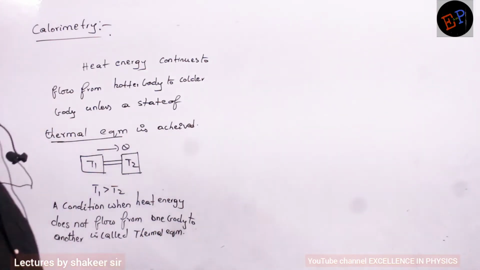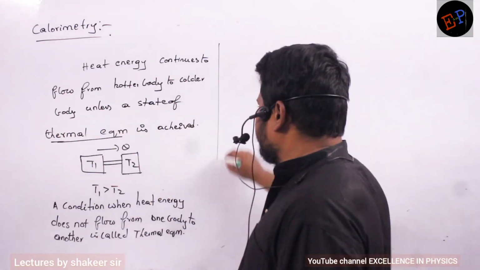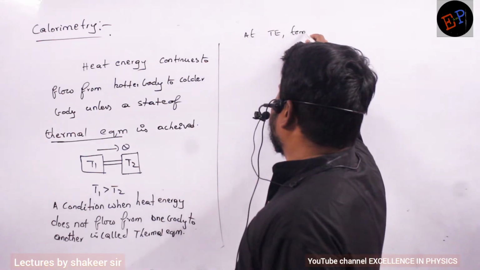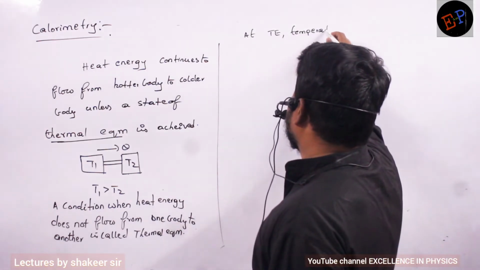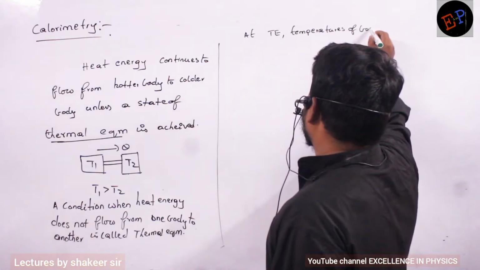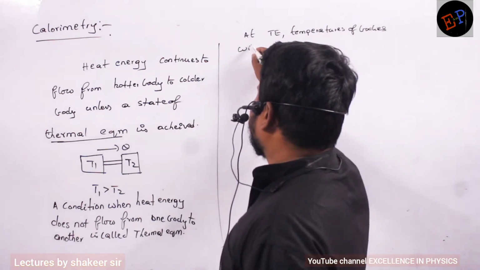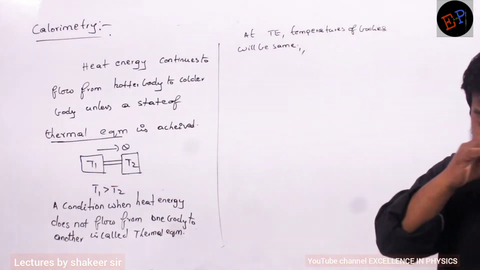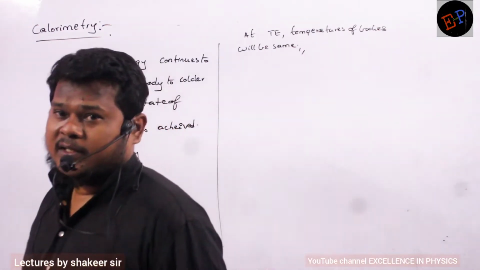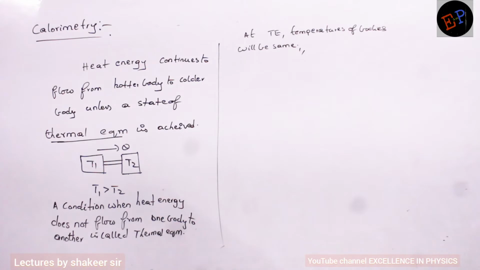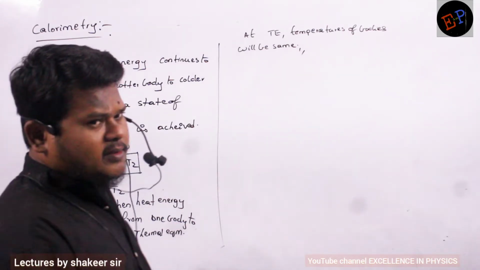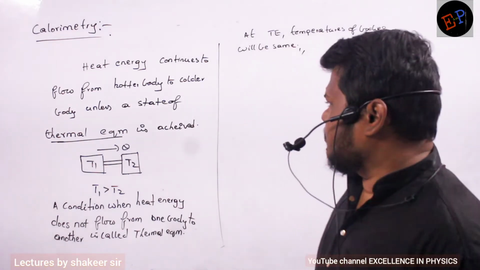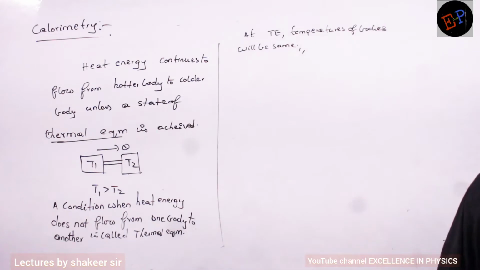Okay? And at thermal equilibrium, what about the temperatures? At thermal equilibrium, temperatures of bodies will be constant, or you can say will be same. Temperatures will be same. That condition is called the condition of thermal equilibrium. Understood? If temperatures are constant, then you cannot expect heat energy to flow, no? Heat always flows from hotter body to colder body. But if both of them are at same temperature, then no transfer of heat energy. Clear?